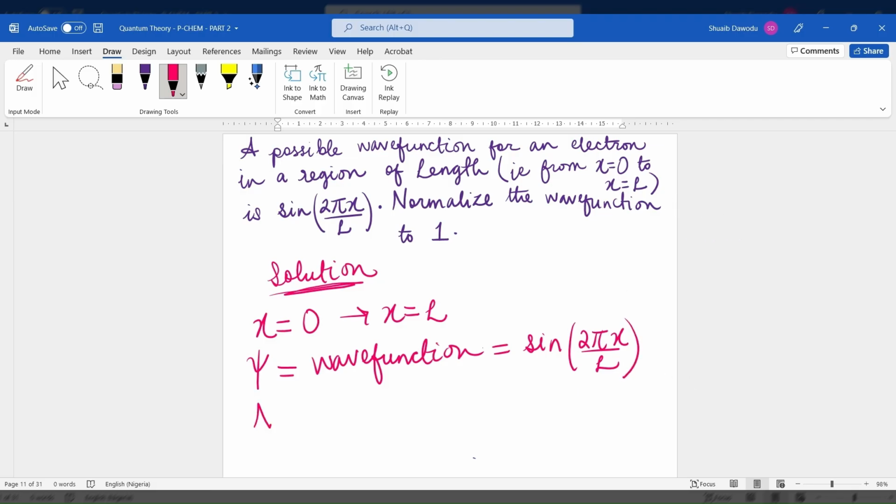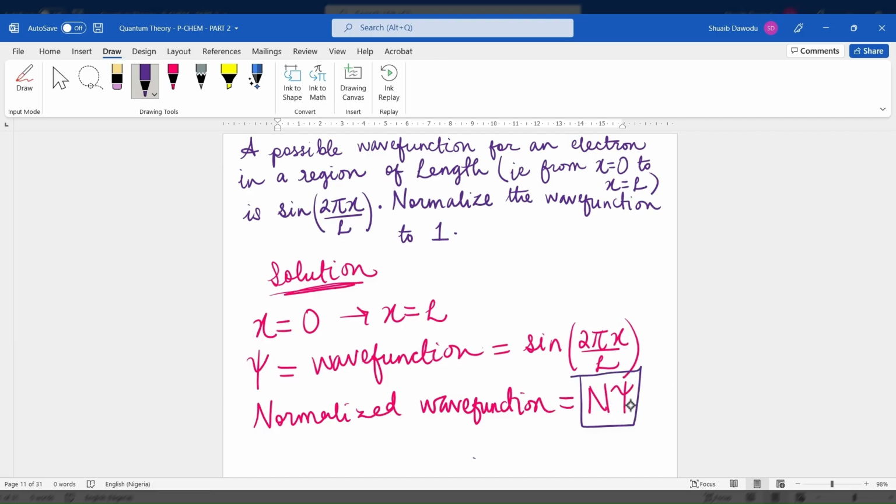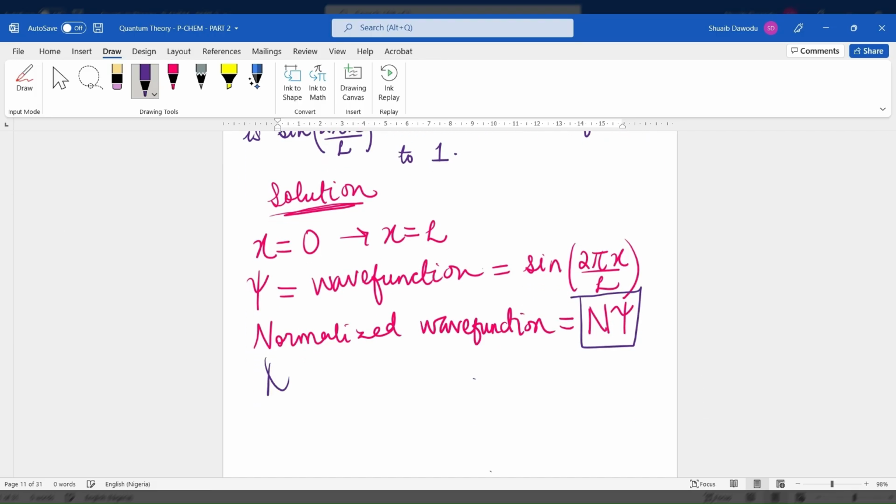In order to have a normalized wave function, your final answer has to be in terms of N, which is a normalization factor, times the wave function. So a normalized wave function takes this form, N times the wave function. You're going to be wondering, what is N? N is what you call the normalization factor, or you can call it the normalization constant. Our final answer is going to be N times the wave function. That is how we successfully normalize it to 1.